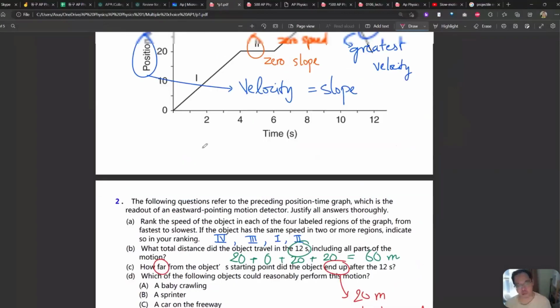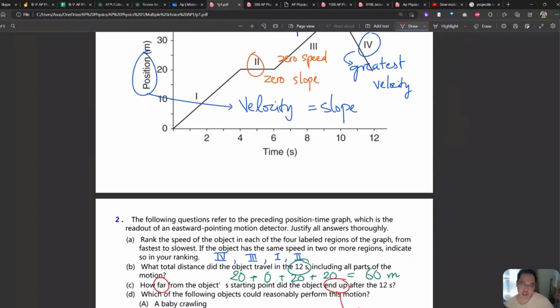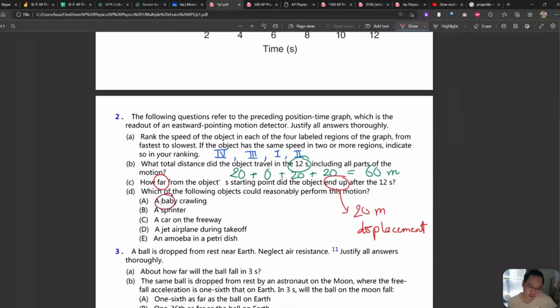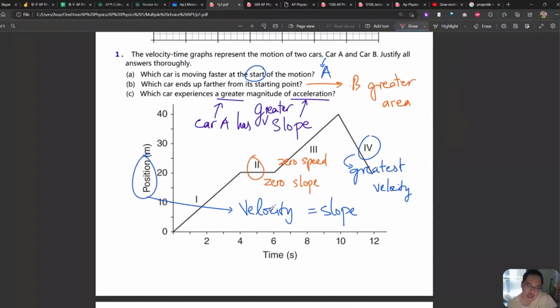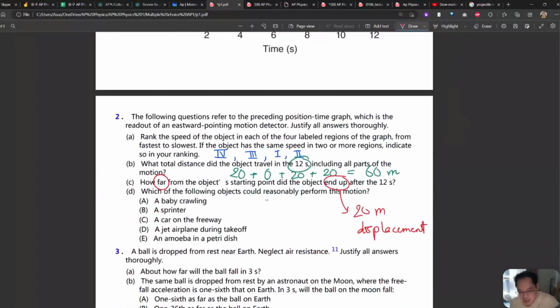Sprinter, it is also pretty, wait, 10 meters in 4 seconds. Sprinter, like jogging, running? Yes. 20 meters in 4 seconds. So that is 5 meters per second. That's fast enough, right? That is a sprinter. Because the baby crawling cannot be that fast. Car on freeway, 5 meters per second. Wait, 5 meters per second. It could be a car. 12 seconds. But the car cannot instantly stop. Yes. The more reasonable one is the sprinter running.